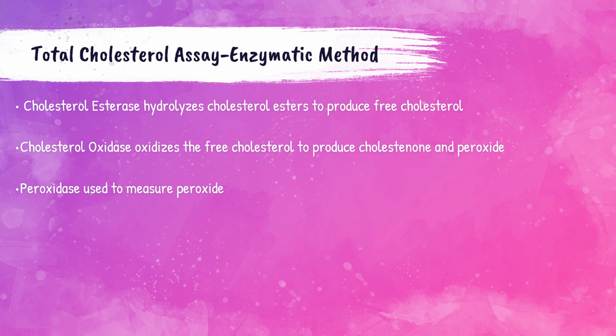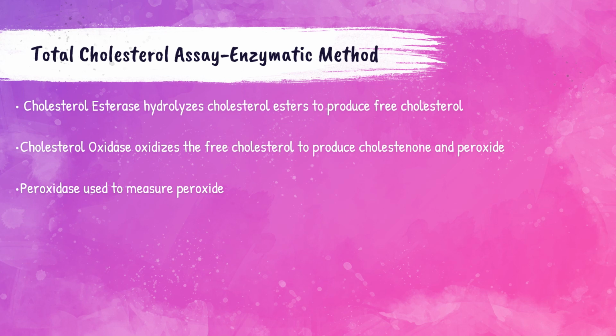So then another enzyme called cholesterol oxidase is added to that sample, and this cholesterol oxidase oxidizes the free cholesterol to produce both cholesterol and peroxide. So lastly, the next step of this enzymatic method is the enzyme peroxidase is added to it, and this is used to measure the peroxide. And the amount of peroxide is proportional to the amount of total cholesterol present within the sample.